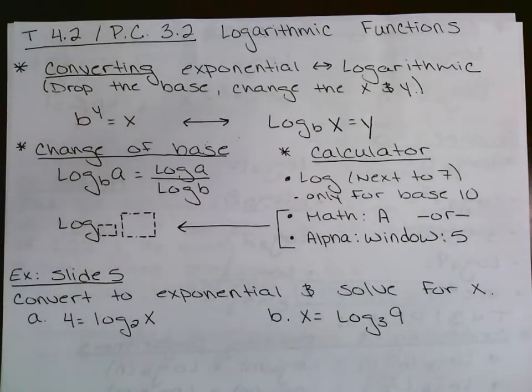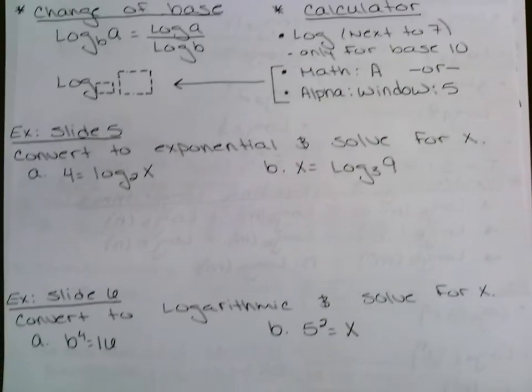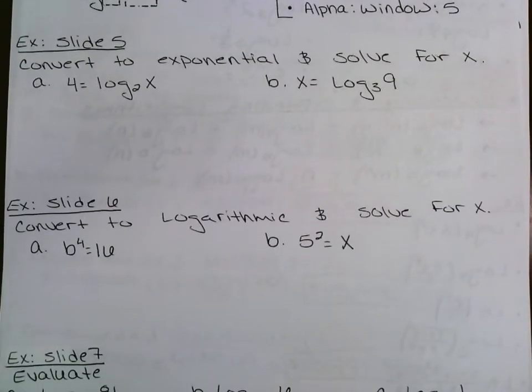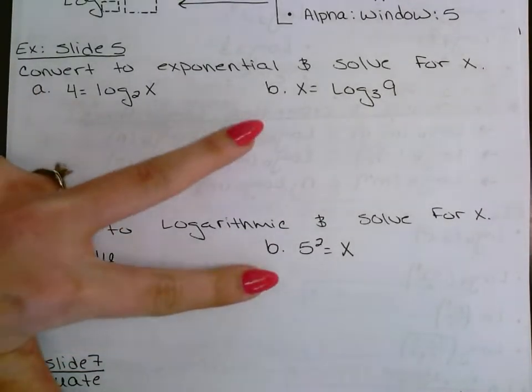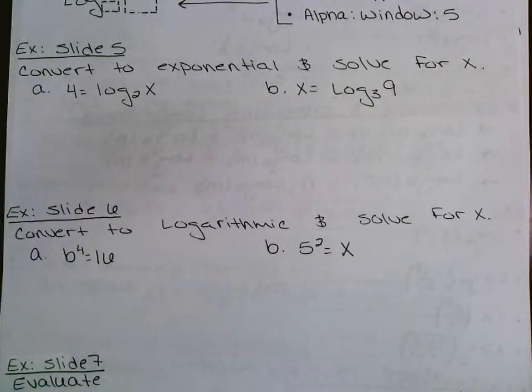All right. Let's move on to some examples. So on slide 5, if you're following along with my PowerPoint, and 6, we talk about converting, okay? So I want you to convert back and forth and solve for x. Now make yourself a little mental side note. You are allowed to solve for x before or after you convert, depending on where you think it's easier to solve for x. Okay, so don't feel like you have to convert and then solve for x. So I'm going to do A on both of these with you, and then I'm going to give you a moment to do B on your own.